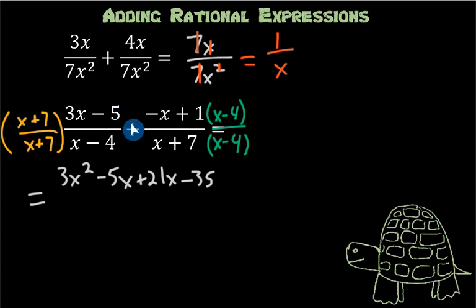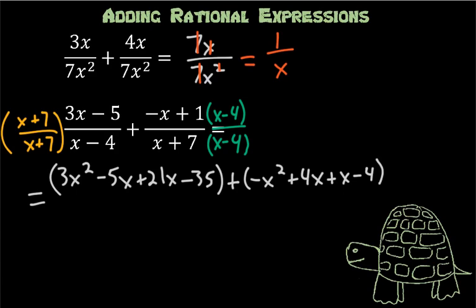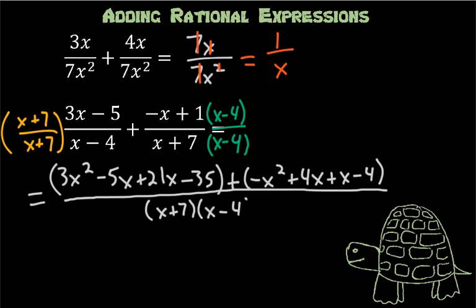And now we're going to add to those. So I'm going to put that in parentheses and add to those the result of FOILing over here. So we will get negative x times x is negative x squared. Negative x times negative 4 is positive 4x. 1 times x is 1x, or just x, and 1 times negative 4 is negative 4. Now all that is in the numerator, and in the denominator we just have the binomial x plus 7 times the quantity x minus 4.